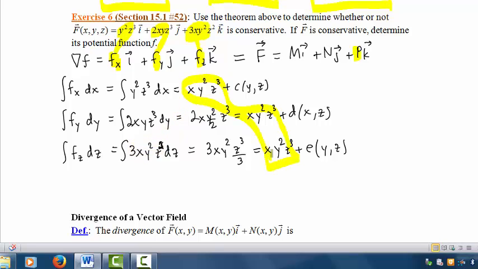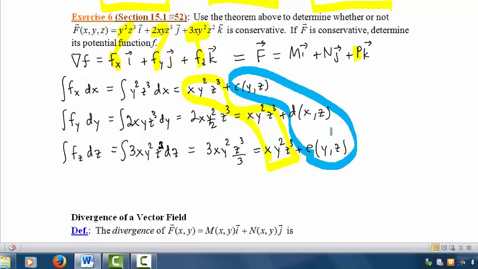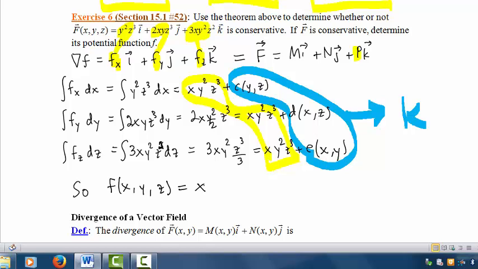We see that these match, and the only way to reconcile all three of these statements simultaneously is by a single constant k. And what I mean by that is the only way to have a function of y and z, and a function of x and z, and a function of x and y is if each of these three is only a constant. So f of xyz equals xy squared z cubed plus some constant k. This is the potential function for capital F.